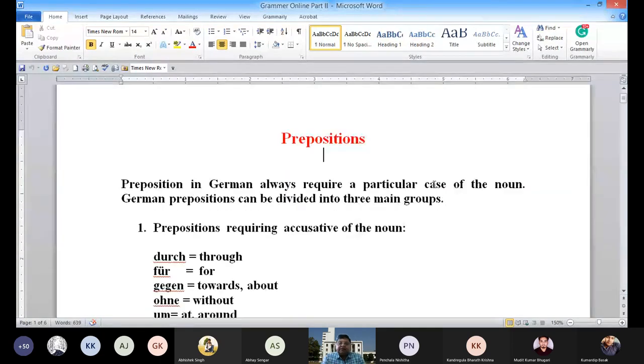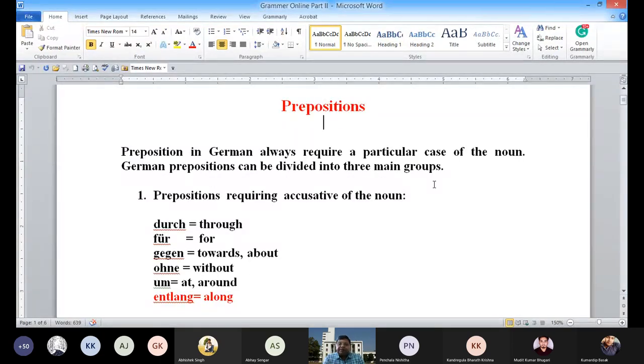So basically, the German prepositions, the main prepositions, can be divided into three major groups. I shall be explaining you one by one. Prepositions in German always require a particular case. Now when I say case, I have already explained what the meaning of case is. Three cases you have learned, namely nominative, accusative and dative. Nominative is generally the subject noun, accusative the direct object noun, dative the indirect object noun.